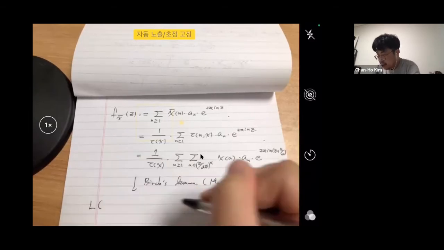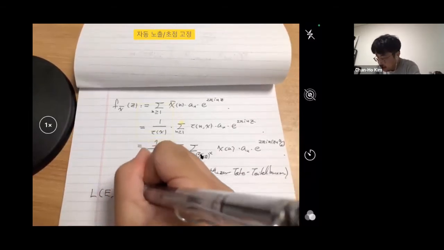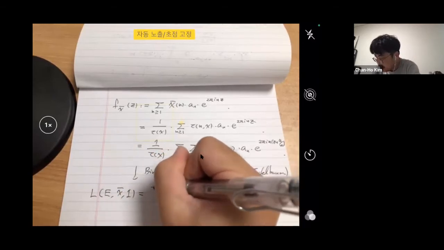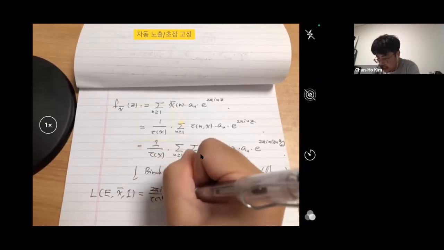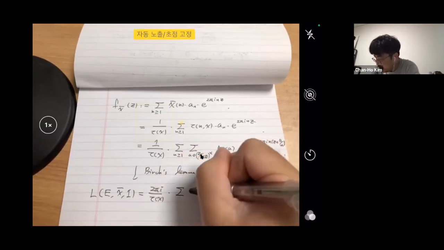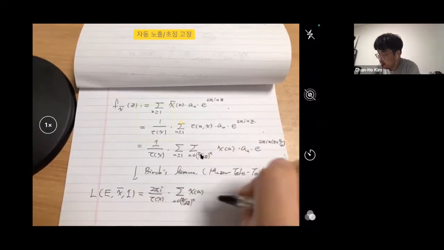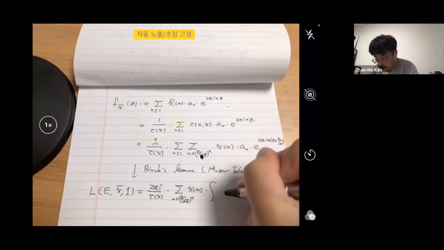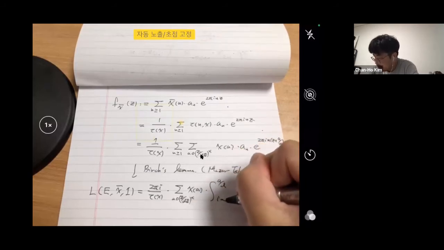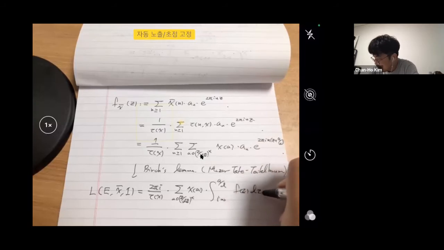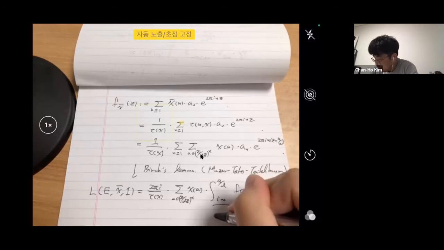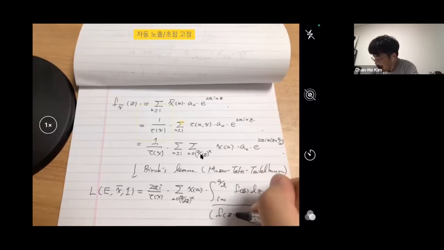So L(E, chi bar, 1) is the same as 2 pi i over tau(chi), and the sum runs over a in (Z/dZ)^×, times the integral from a/D to i infinity of f(z) dz. Here, tacitly I use the symmetry of the modular form. This is used: f(z + 1) is f(z).